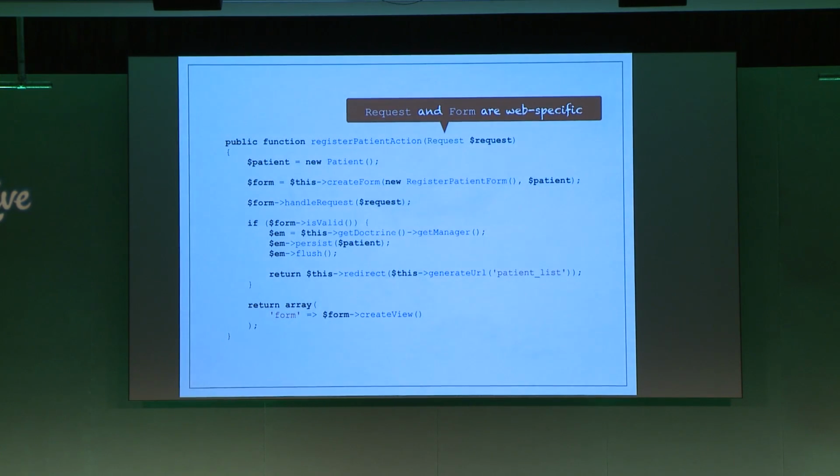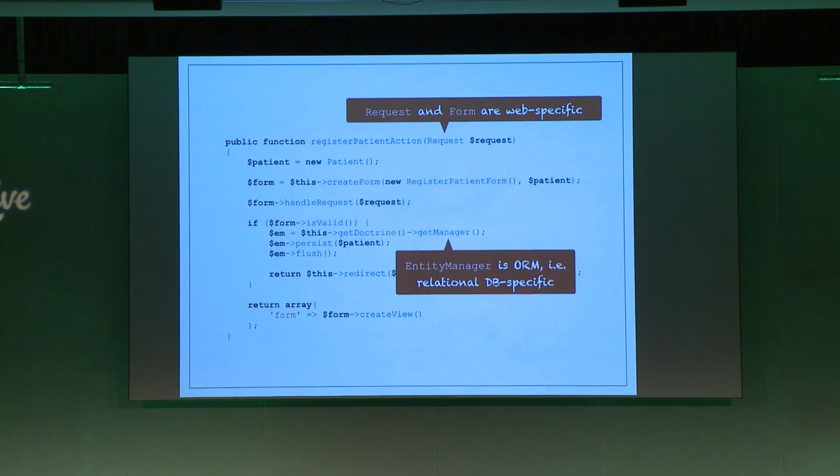Still, this very crucial functionality is tied to the delivery mechanism called the web. And you can see this by looking at what kind of objects have been used. The request object and forms are very web-specific things. Also on the other end, there is, in this piece of code, the entity manager, which is definitely oriented towards relational database management. So that is another type of coupling where it is, well, seemingly impossible to store the new patient data in any other place than a relational database. So that is coupling to the delivery mechanisms.